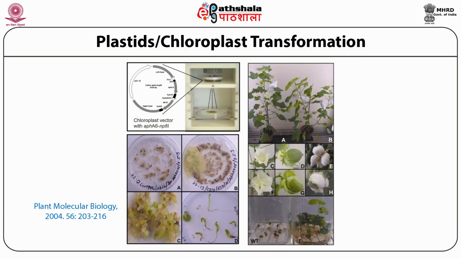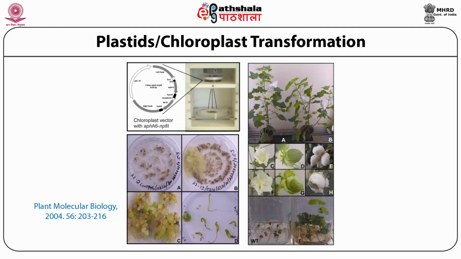So how does plastid and chloroplast transformation take place? In the first panel on the left-hand side we have shown a chloroplast vector which we coat over the gold particle, and then it is propelled with force using helium gas. It is propelled at high speed, punctures through the leaf tissues and integrates into the chloroplast.